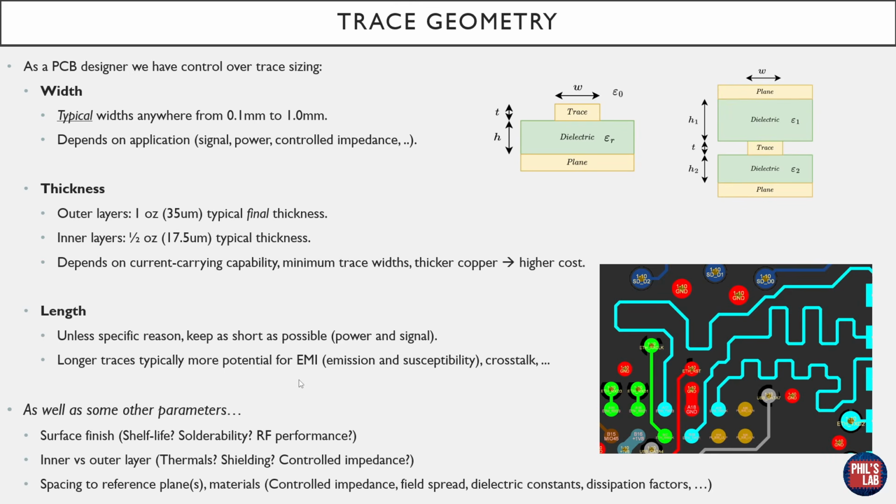Also aspects of trace geometry are, of course, spacing to reference planes. In the top right, we can see we have H, or H1 and H2, which are the dielectric thicknesses, which also influence the spacing between trace and plane. The material selection, so what dielectric constants we have, also influences our controlled impedance, it influences maybe the field spread, dissipation factors, and so on. This all sounds very complicated and is rather daunting if you're just starting out with PCB design, but at the end of this video, we'll look at some simple guidelines just to get you started and headed in the right direction.